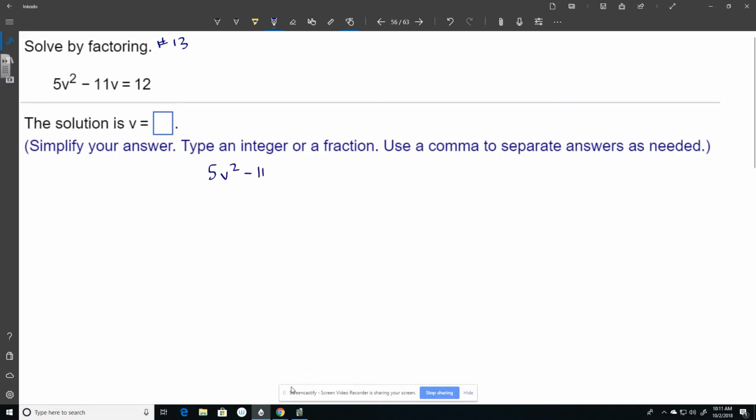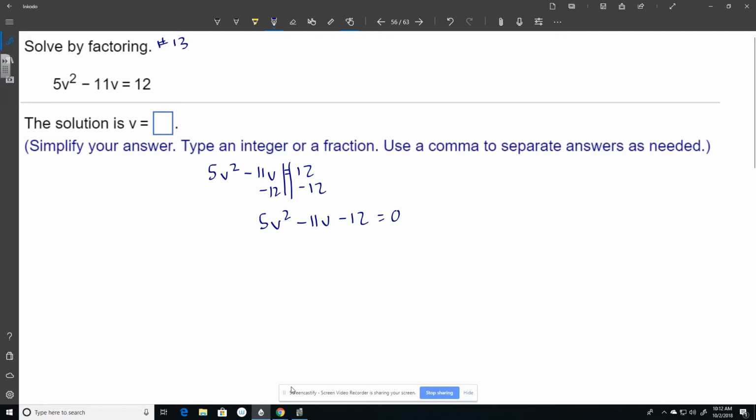5v squared minus 11v equals 12. First of all, we need it in standard form. We can't have it equal 12. It needs to equal 0. So 5v squared minus 11v minus 12 equals 0. It says to solve by factoring, which I'll do for the video.